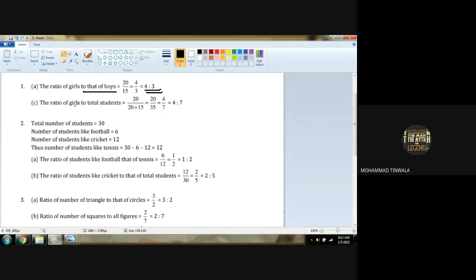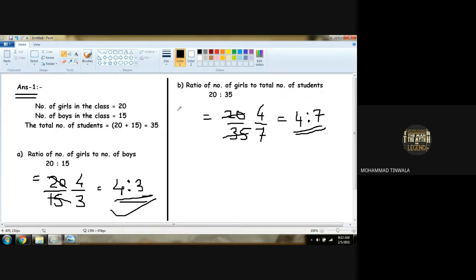Second, ratio of girls to the total number of students. So 20 upon 20 plus 15. So 20 upon 35, 4 is to 7 is the answer. So we got 4 is to 7 here. So this is the method we have to follow for the whole chapter to complete all the sums.